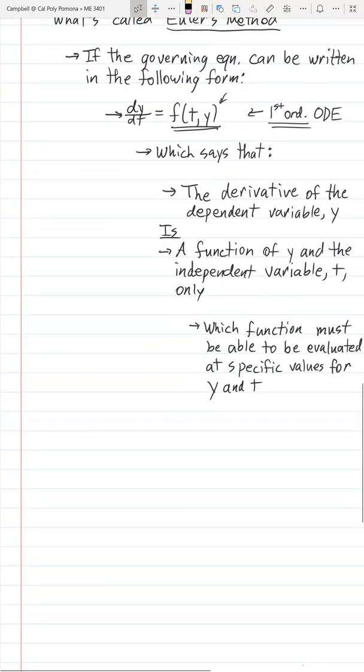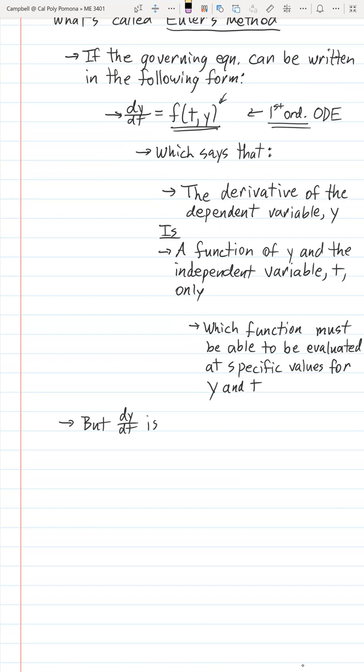So now going ahead and realizing that dy/dt is simply the slope of the response curve, and we now know that we can find it. We can find that slope even though we may not know the response curve itself.